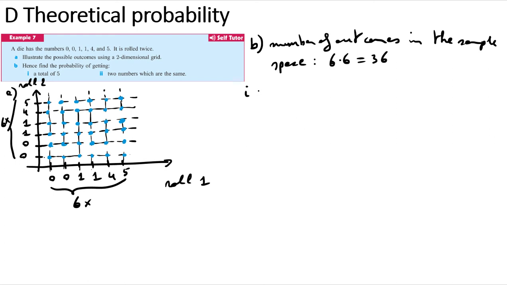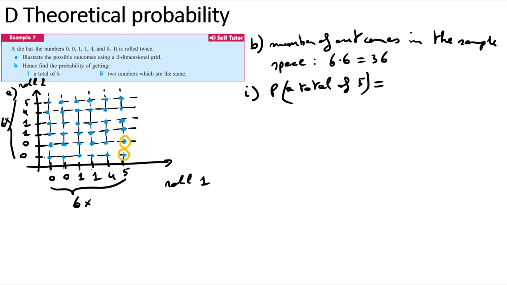Okay. For I we have to find the probability of getting a total of 5. So what does that mean? The number that you got in the first roll plus the number that you got in the second roll must be equal to 5. For example, this one is okay because in the first roll you threw a 5 and a 0 on the second one. 0 plus 5 is 5. This one is also okay, first roll 5, second roll 0.